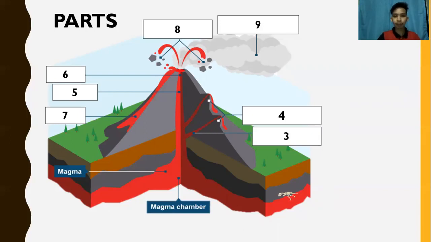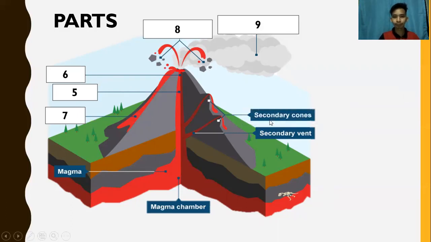Next, how about number 3? What part of the volcano is this? Very good. This is a secondary vent. Aside from the primary vent, we have smaller vents called secondary vents. Next, how about number 4? What part is this? This is a secondary cone. You may find smaller cones beside or along the cone of a mountain or volcano.